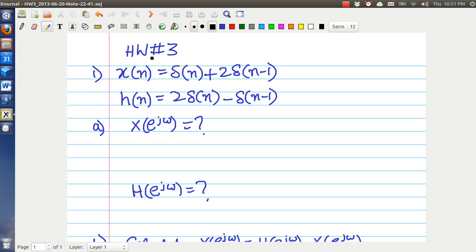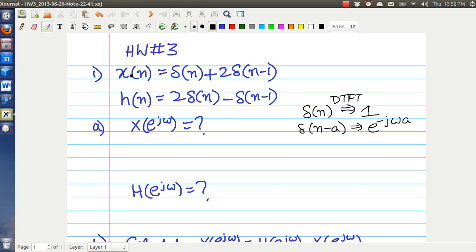The first problem on homework number 3 deals with finding the DTFT of simple sequences like this. We are given x of n and h of n. What is X(e^{j omega})? We know that the DTFT of the delta function is 1, and the DTFT of a shifted delta function should be e to the negative j omega a, where a is the shift.